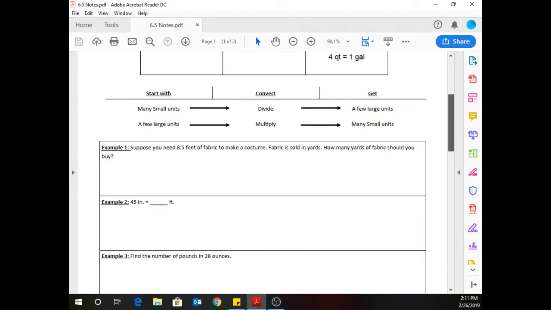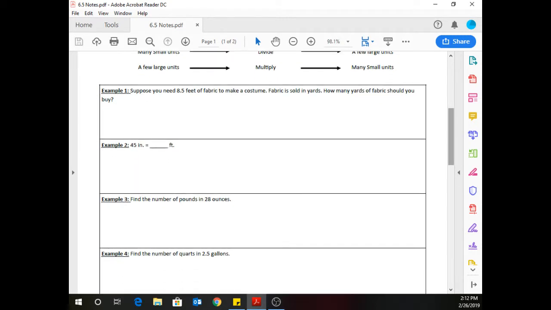So, here we go. It says, suppose you need 8.5 feet of fabric to make a costume. But fabric is only sold in yards. Like if you go to Hobby Lobby, they're going to sell you yards. They're not going to sell you feet. How many yards of fabric should you buy?